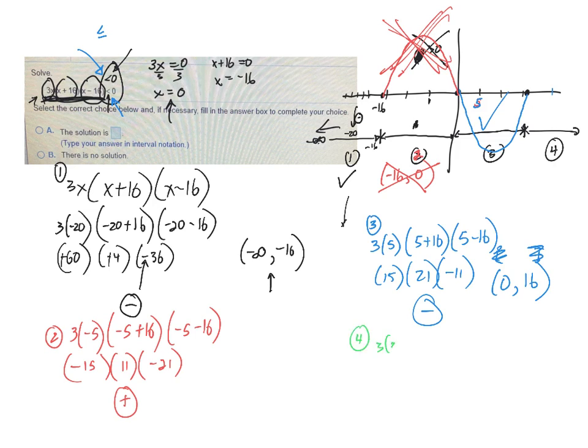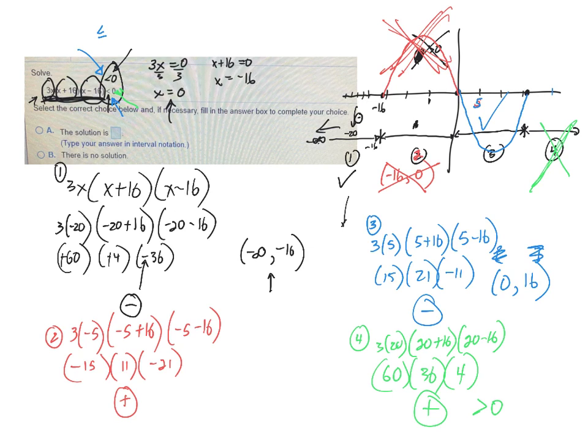So 3 times 20, 20 plus 16, 20 minus 16. 3 times 20 is 60. This is 36. This is 4. All those are positive, so my answer would be positive. That's greater than 0. It doesn't match what I'm looking for, so I don't want any part of that interval there. So my answer then is this interval and that interval.